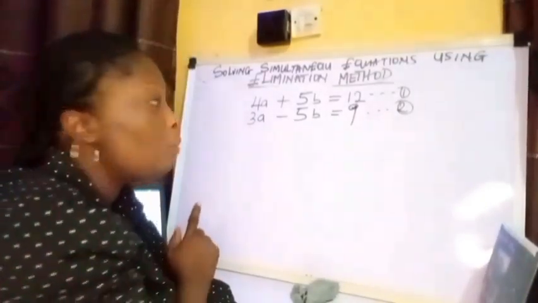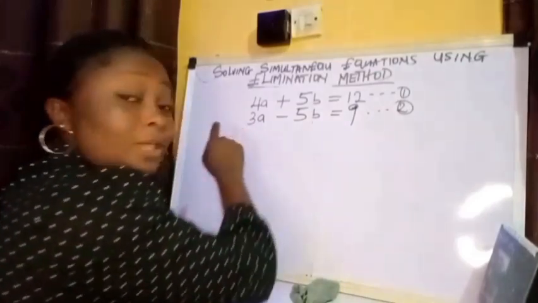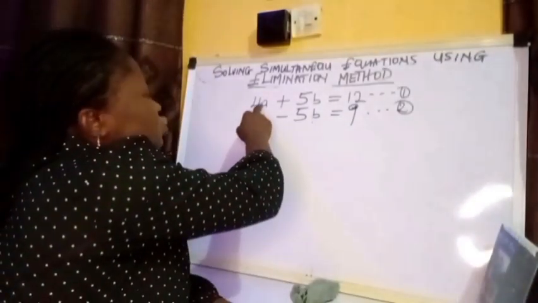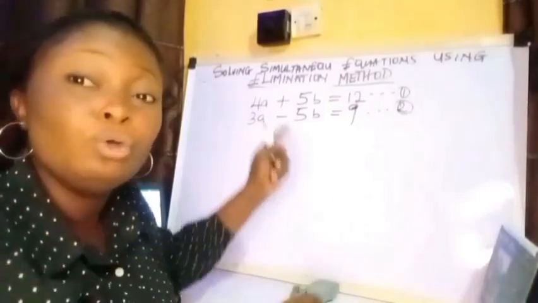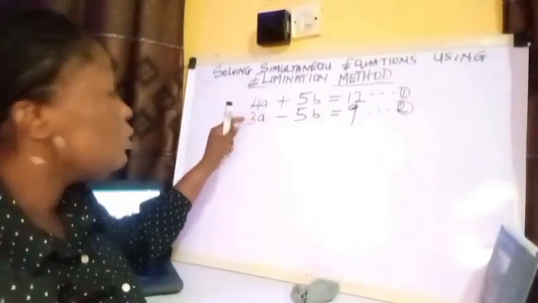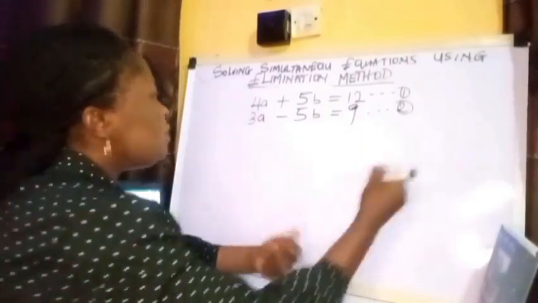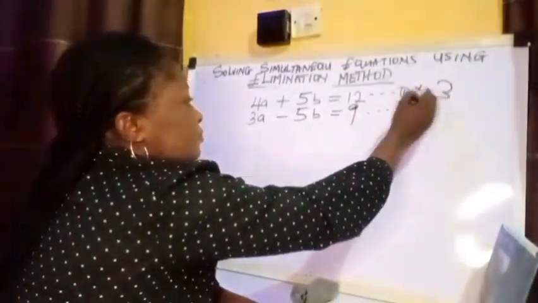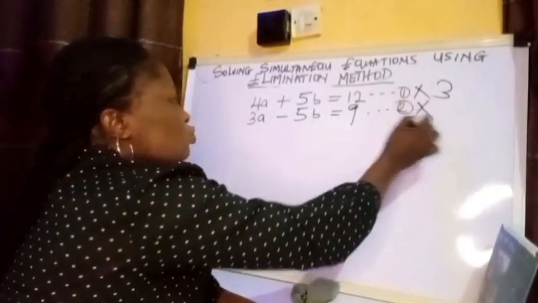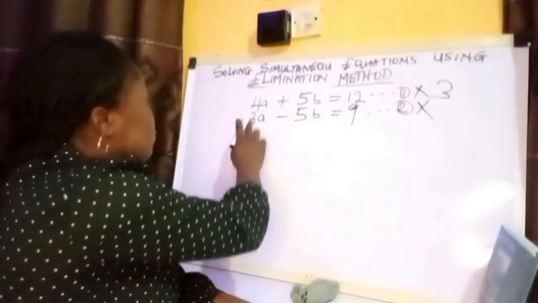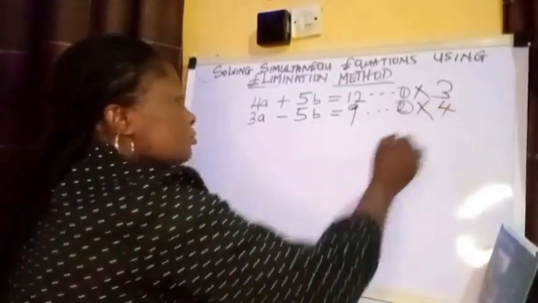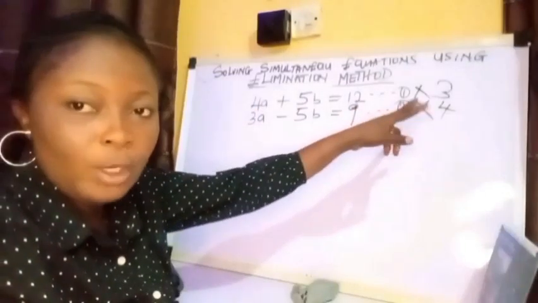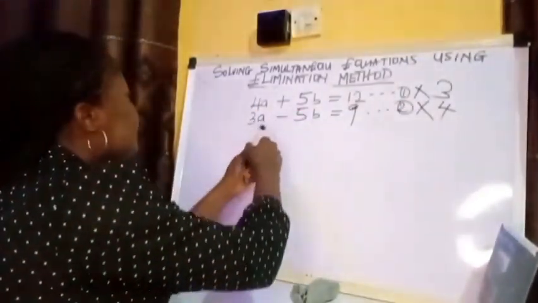Everything in equation 1 will be multiplied by the coefficient of that unknown in equation 2. And you multiply equation 2 with the coefficient of that same unknown in equation 1. What do I mean? I want to eliminate A here. I will multiply equation 1 with the coefficient of A in equation 2, which is 3. And I will multiply equation 2 with the coefficient of A in equation 1, which is 4.